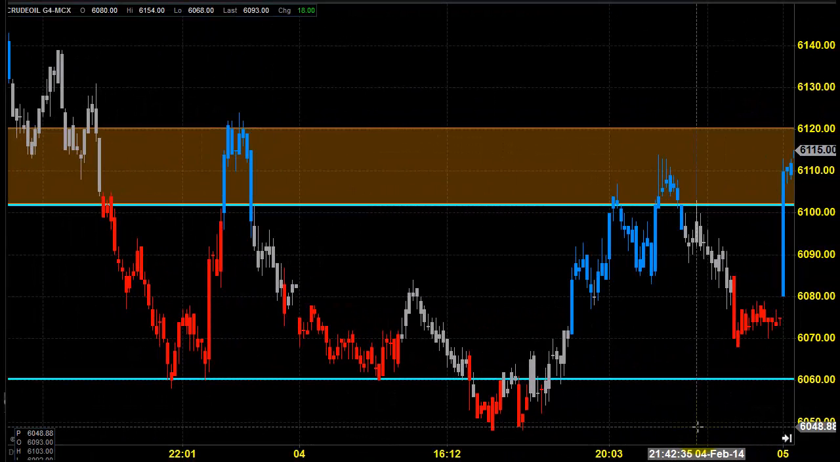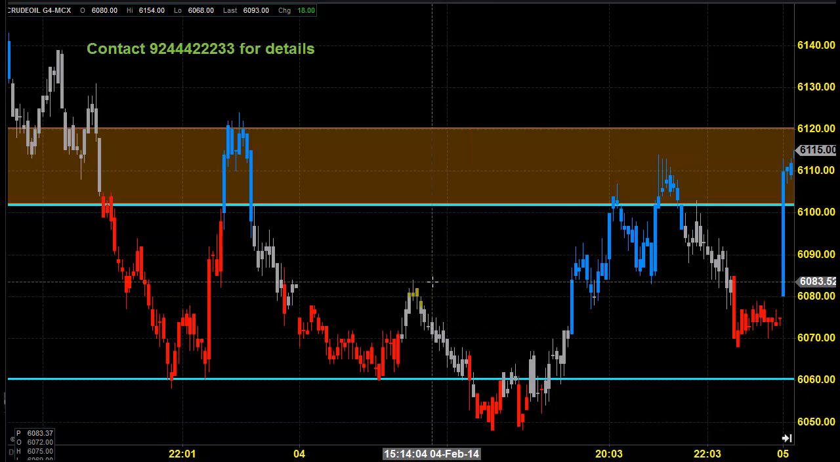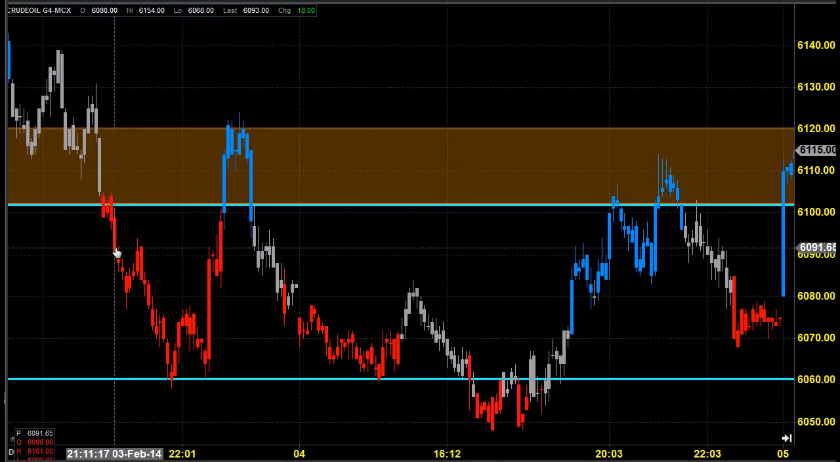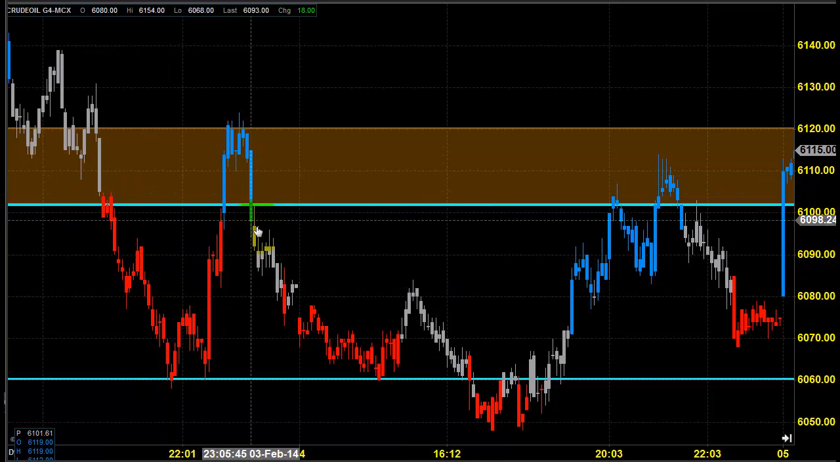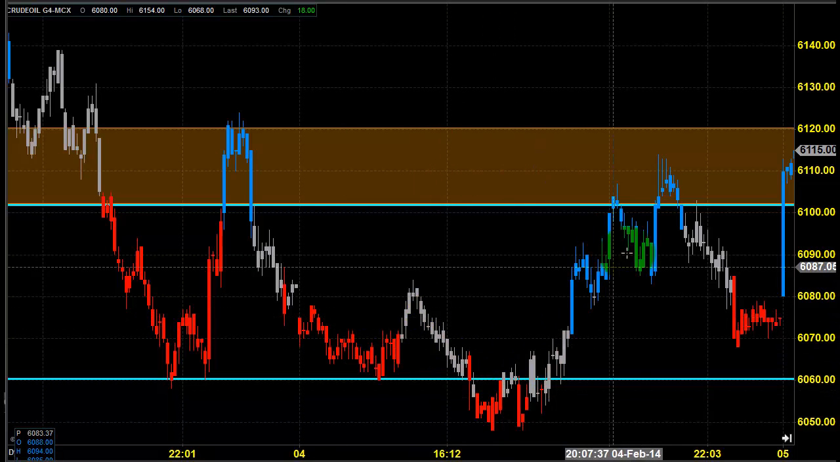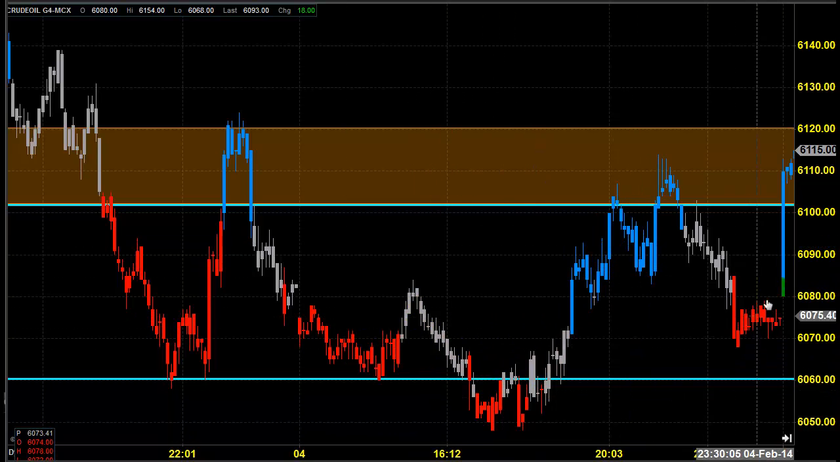In this video presentation, we are going to see how we can trade in MCX crude oil today. Before looking into that, let us see what happened yesterday and what we expected yesterday. The chart which you are seeing is the Goodwill Commodities starting tool. Whenever you place the cursor on any candlestick, you can see the date and time below.